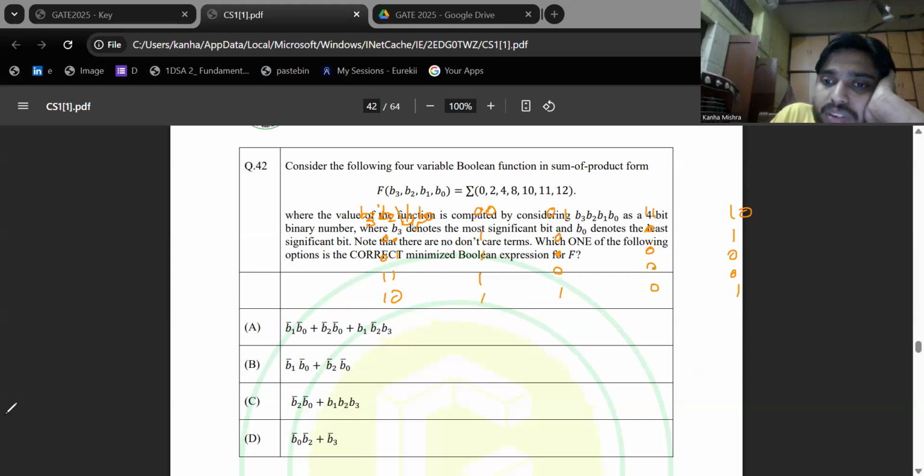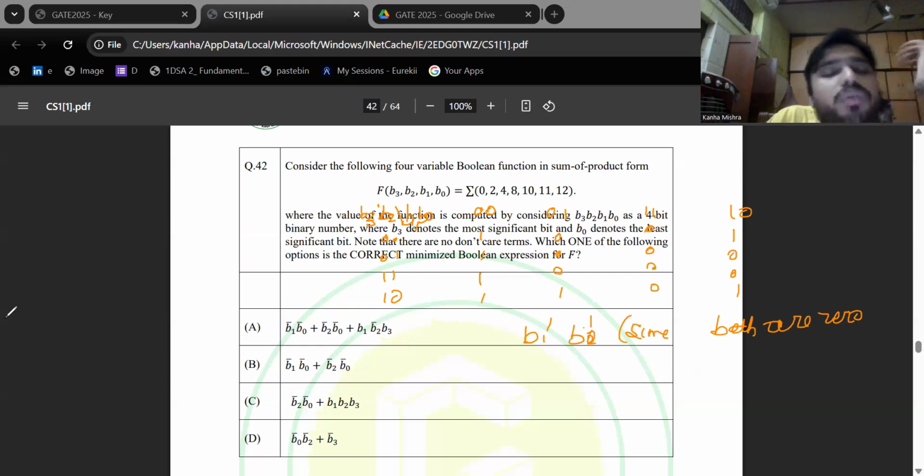So if I start grouping ones, then common among min terms are B1 dash and B0 dash, sorry. Since both of them are 0. And another thing which I can see is common among min terms, it appears for 0 B1 B0 common among this.